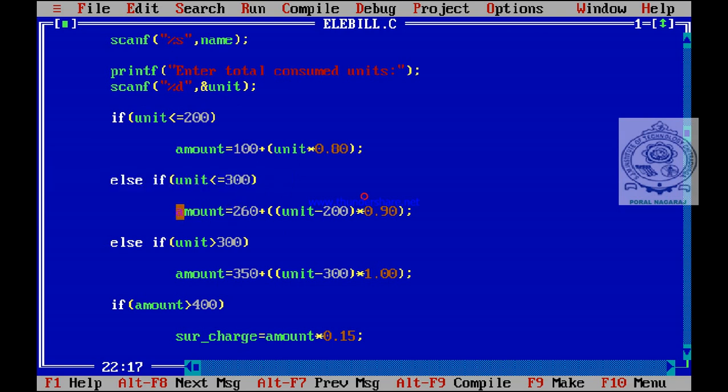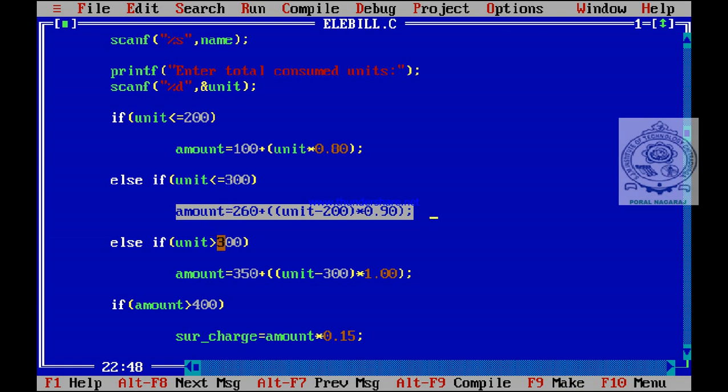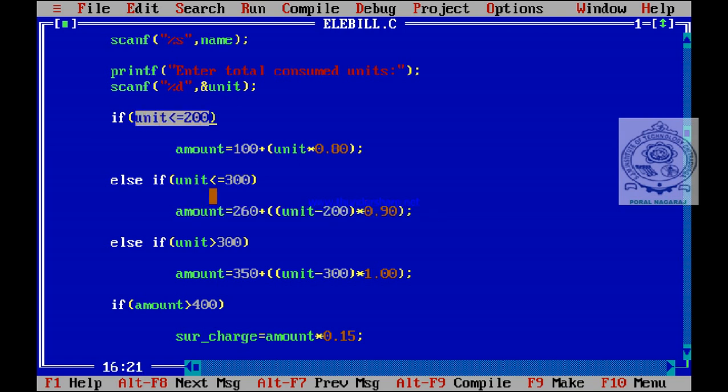So what will be our amount here? Amount is equal to 260 plus unit minus 200, for example 250 minus 200. For those units it will be multiplied by 90 paisa. So if this condition is true, this is executed. If this condition is false, this is skipped, control comes here. If this condition is false and this condition is false, control comes here, meaning unit is not less than or equal to 200, not less than or equal to 300, so it is greater than 300.